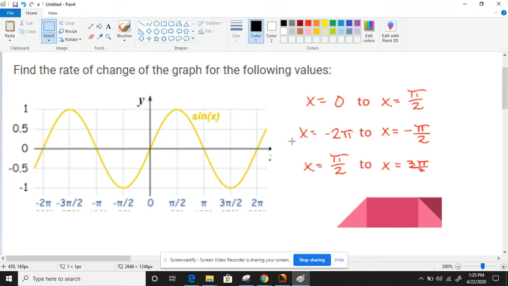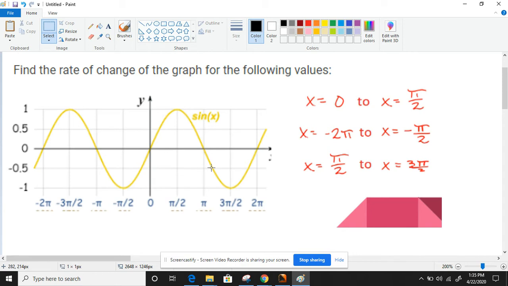Then we come to pi over 2. Pi over 2 is right here. Go up to my graph. So that would be pi over 2, 1. Then we come to our next set and we have negative 2 pi is 0. And then we have negative pi over 2 is negative 1. Okay, so that's those two coordinates.